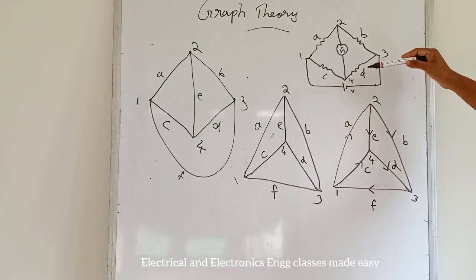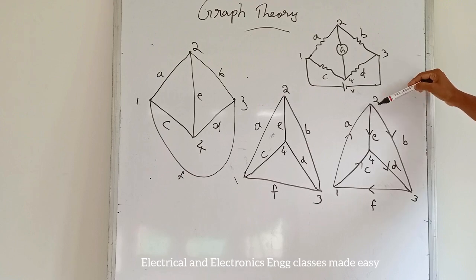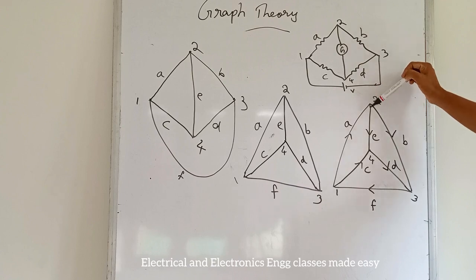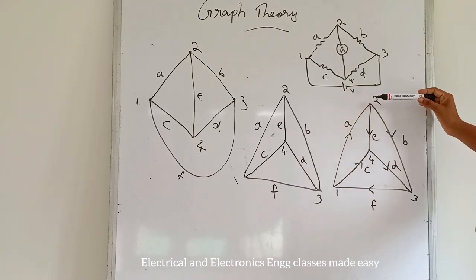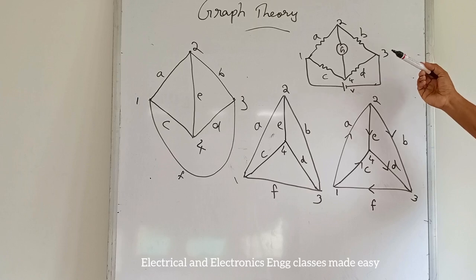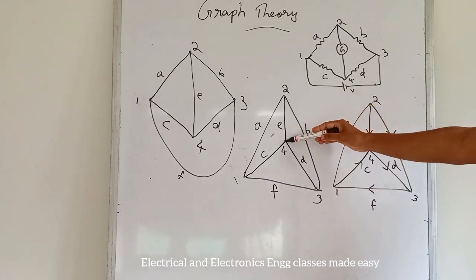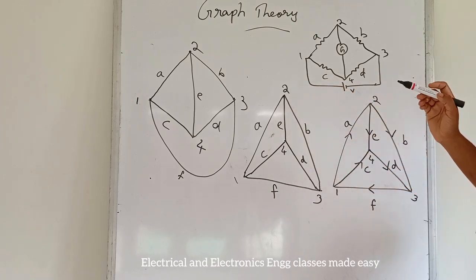So as already told, the branch is represented by a line segment connecting a pair of nodes in the graph of a network, and a node is a terminal point of a branch which is represented by a point. So nodes are the end points of the branches.